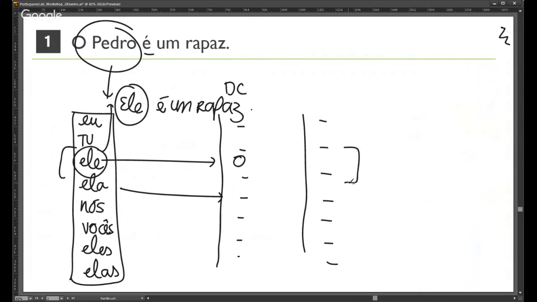But the important thing here now is that you understand how it works so that when you have a list of pronouns, you'll know what to do with them. So it's important now that you understand how to use them and what to do with them. So moving on.